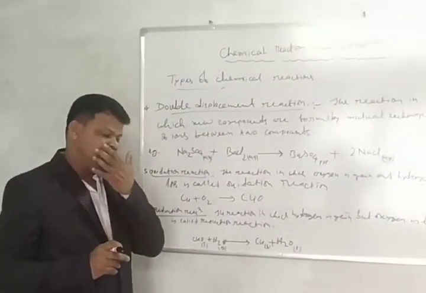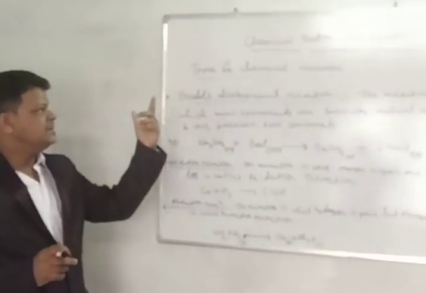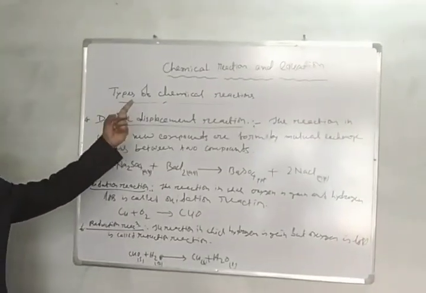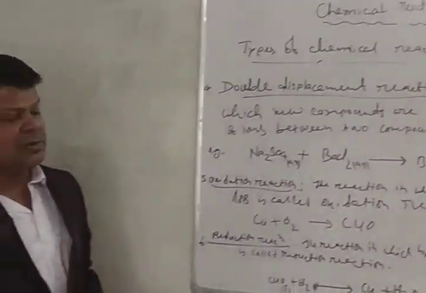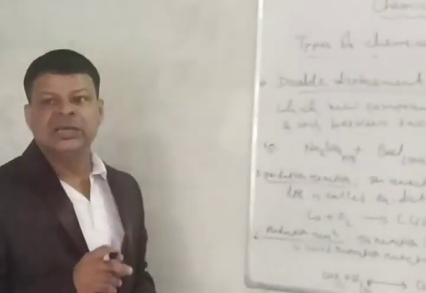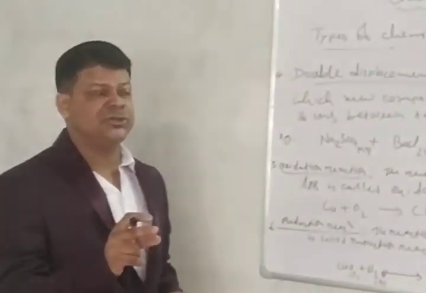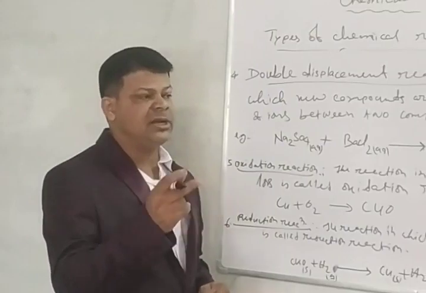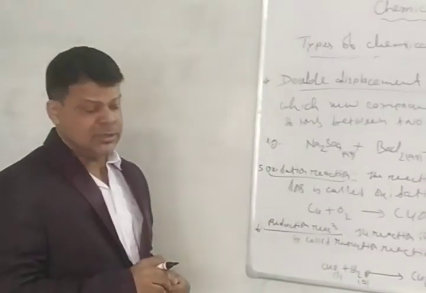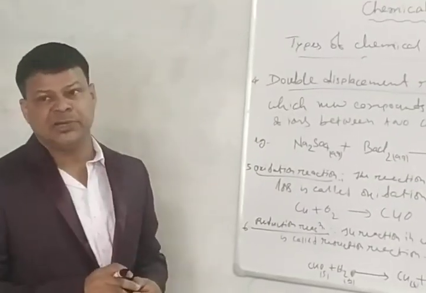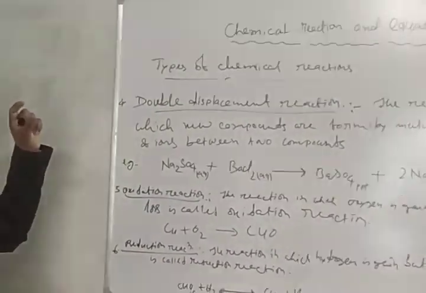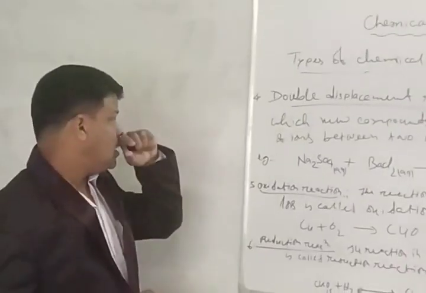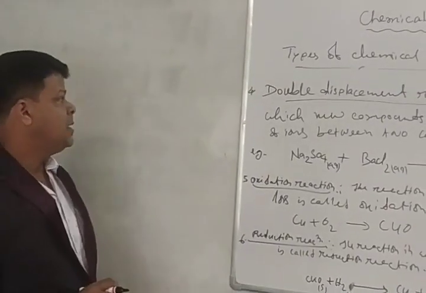Welcome to my another video, class 10 science, the first chapter, chemical reactions and equations. In my previous discussion, I discussed the different types of chemical reactions. First I discussed combination reaction, next decomposition reaction. After that I discussed displacement and double displacement reactions. In this video, I will discuss the rest of the reactions remaining in this chapter.